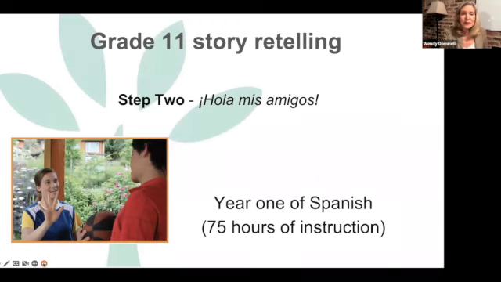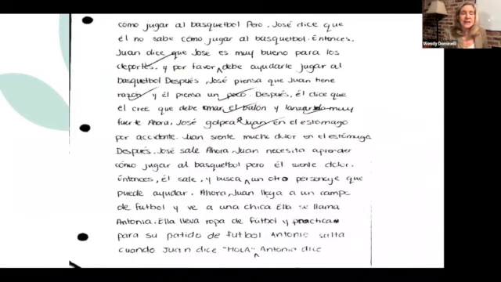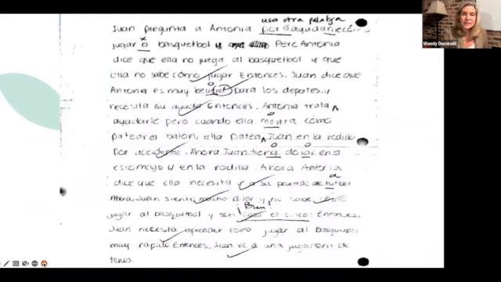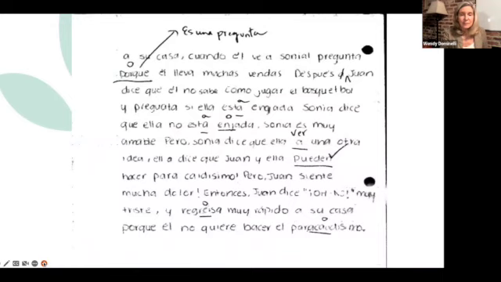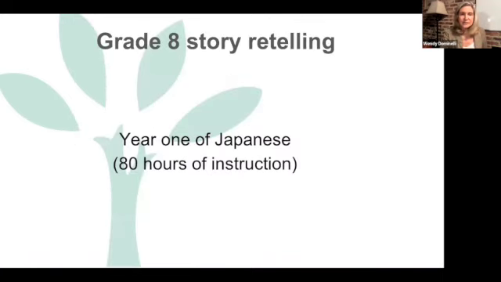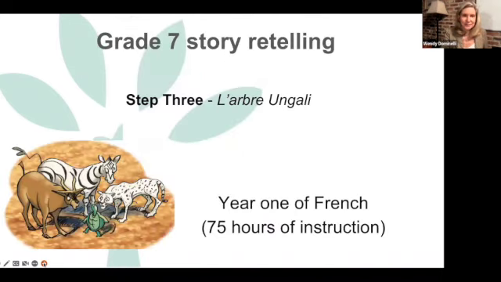The same thing happens no matter what the language, no matter what the grade. It's the same process. But of course, in grade 11, we're going to see a story retelling that's much, much longer and much more accurate and much more detailed, but still the same process. Even in Japanese, we're having kids write with a completely different script, which is really quite amazing to me. And of course, not quite as long as we see in French because we share the same alphabet.